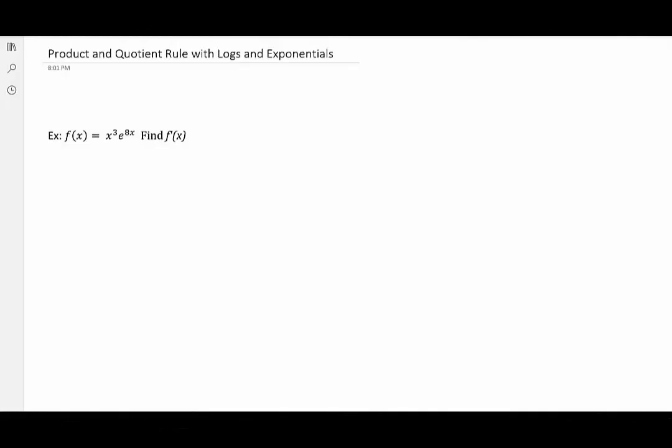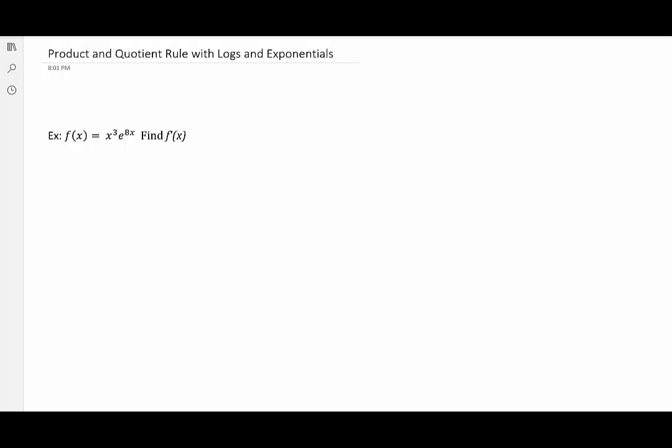Folks, in this video we're going to go over how to perform the product and quotient rule whenever you have logs, namely natural logs and exponentials in your function. So this will be a quicker video. Please, if you're not familiar with the product and quotient rules, go back and watch the video before this. That's a more in-depth explanation of the product rule and quotient rule. But here I'm just going to show you how to do it with logs and exponentials.